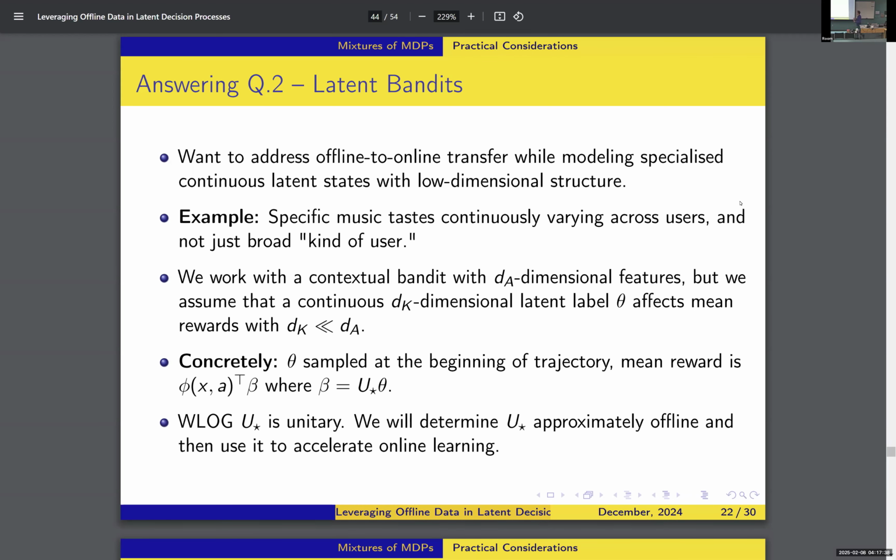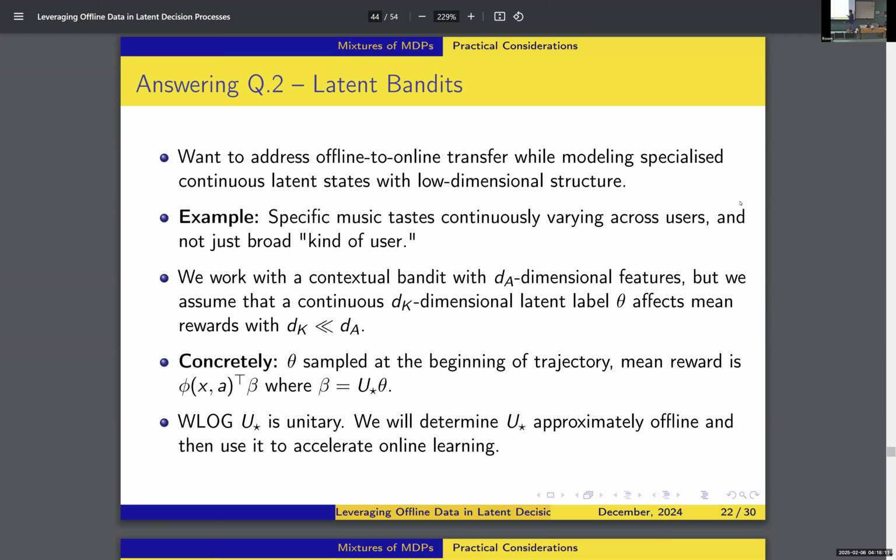Concretely, what that means is you are sampling some latent state from the beginning of the trajectory, and now the reward parameter is affected by some embedding matrix applied to the latent state. So the latent state is d_K dimensional. This is a d_A by d_K matrix, so your d_A by d_K matrix takes it from d_K to d_A dimensions. And then your reward is just the d_A dimensional inner product of your features and your reward parameter. This is the familiar setting for many, I hope.